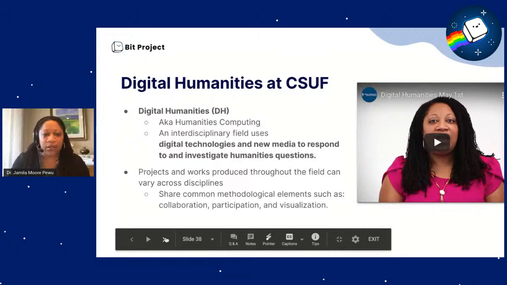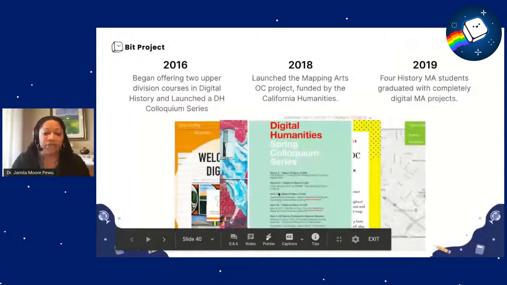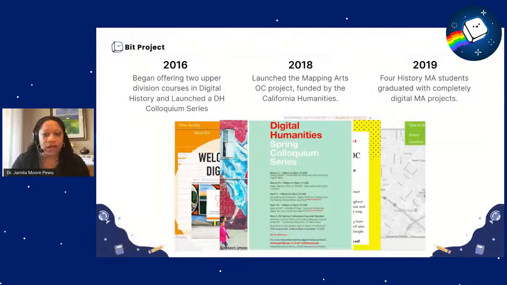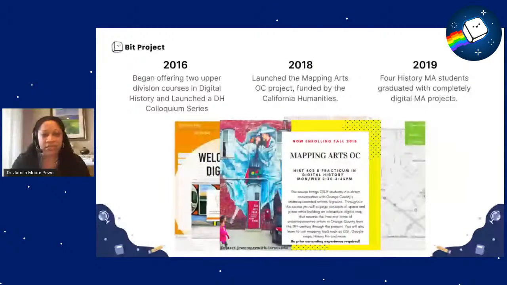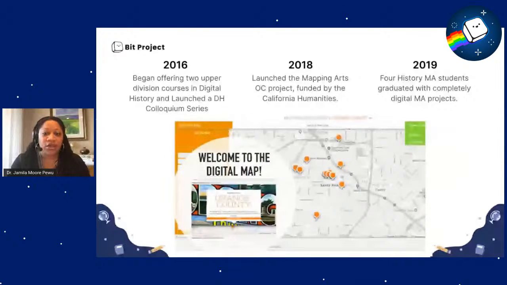Over the course of the past, I would say 5 years of being at CSUF, we have evolved the digital humanities curriculum, beginning with two courses offered in 2016 and a digital humanities colloquium series. We launched the Mapping Arts OC project that was done by students working with community members to digitally map public art in the cities of Santa Ana and Long Beach, California. And then by 2019, our first four MA students graduated with completely digital MA projects.